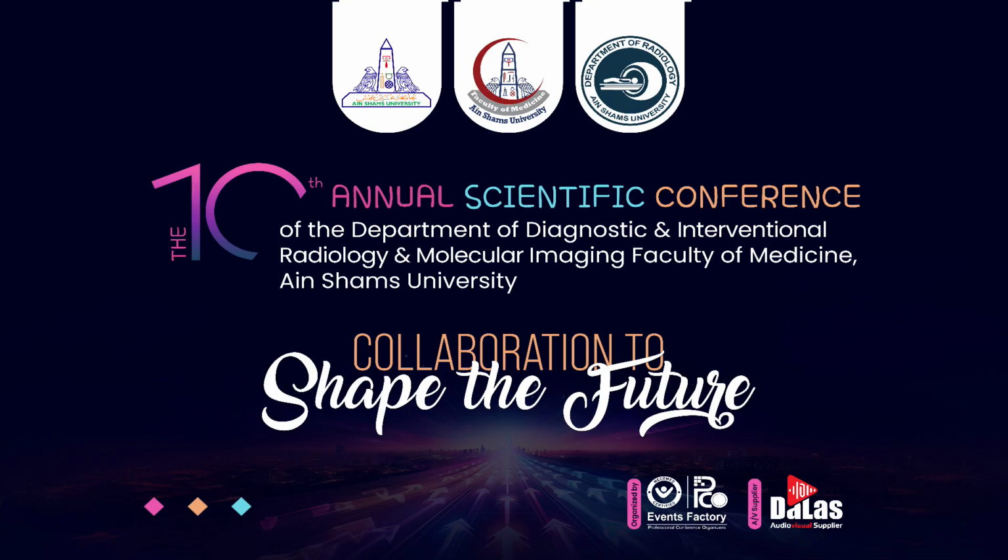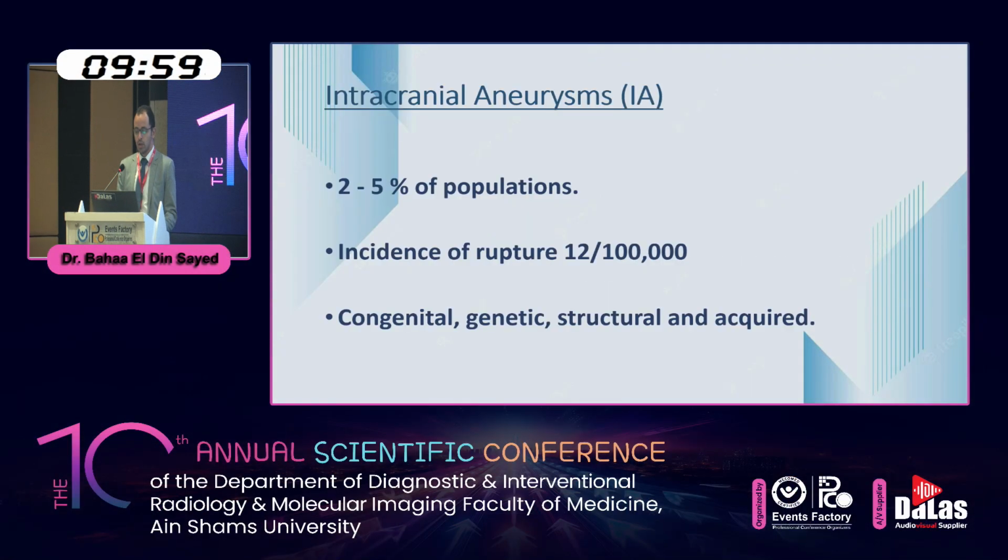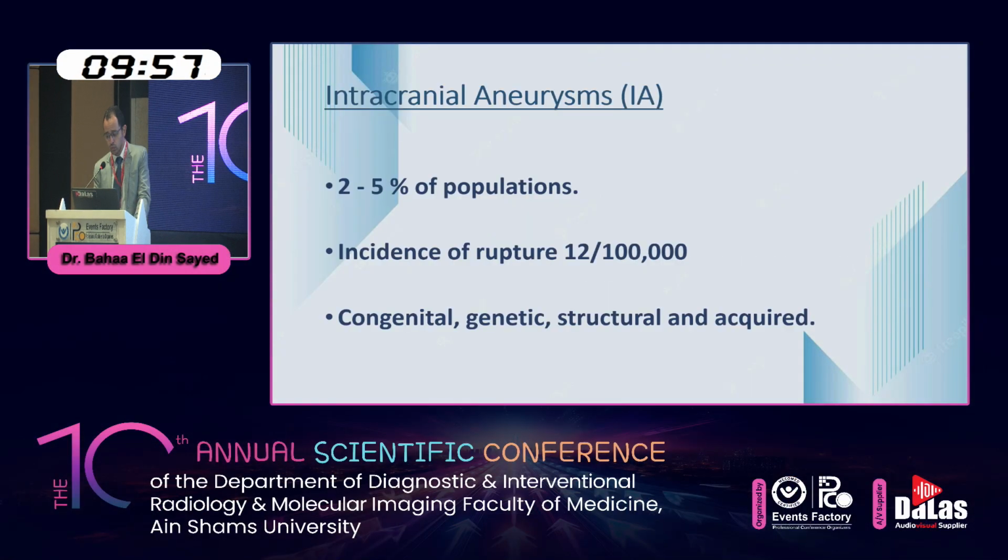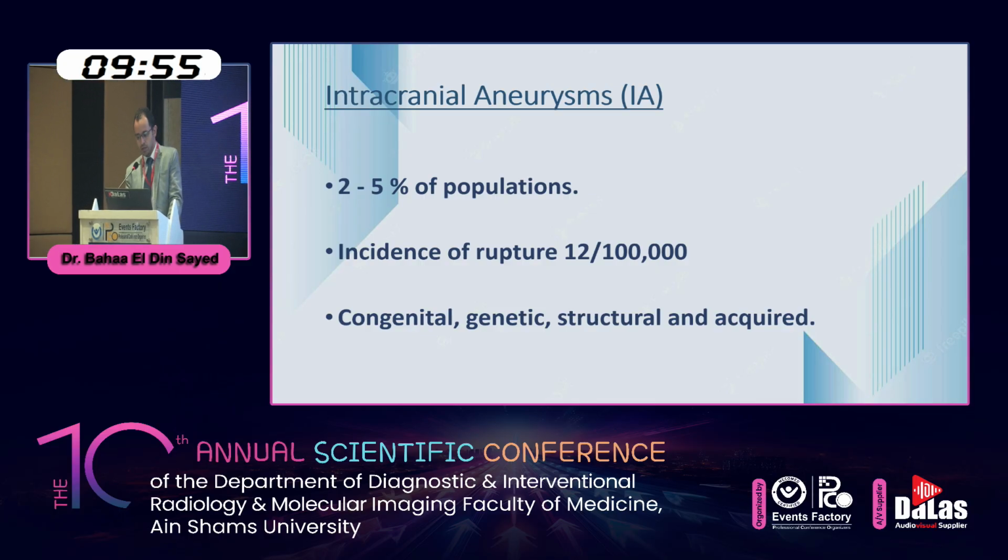Good afternoon, dear professors and colleagues. We will review the intracranial aneurysm, shapes, locations, with an overview on subarachnoid hemorrhage. It is a common pathology that 2 to 5% of populations have intracranial aneurysm, with about 12 over 100,000 incidents of rupture. Cerebral aneurysms may result from a combination of congenital, genetic, structural, and acquired factors.